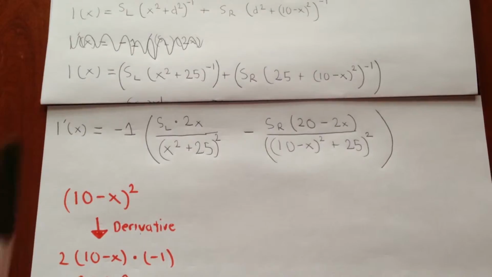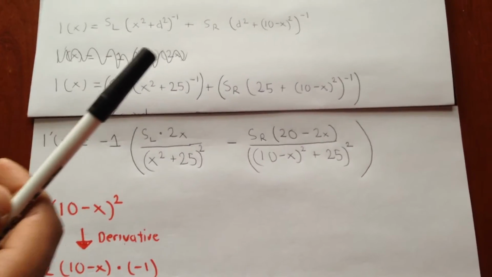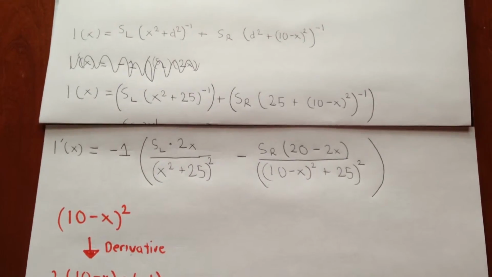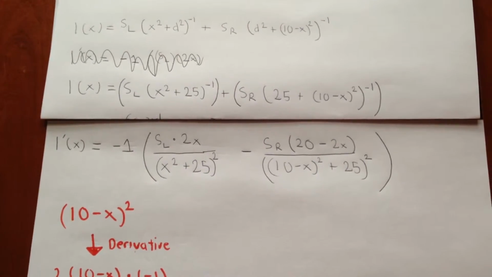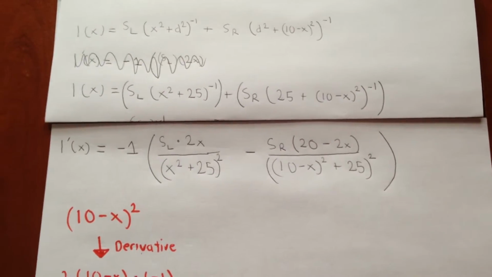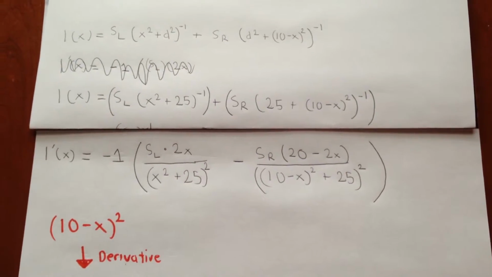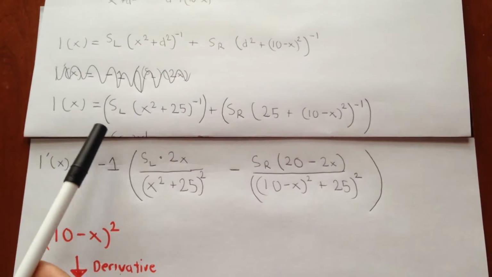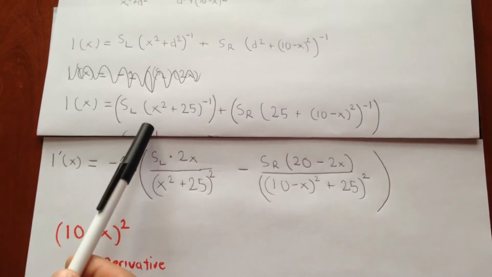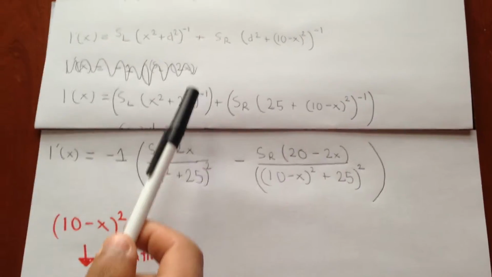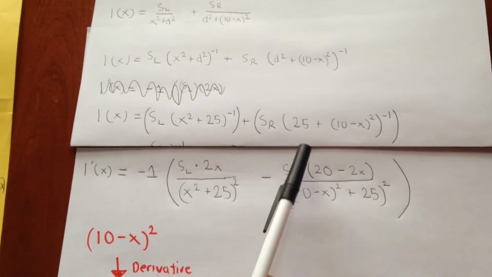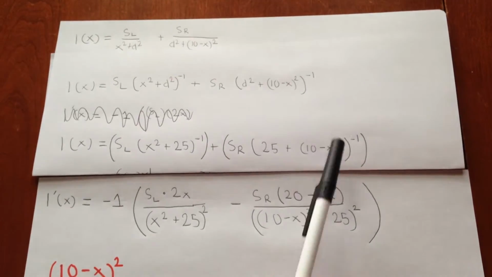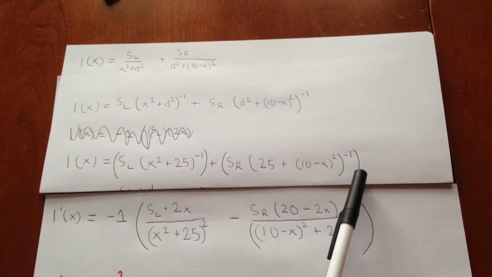So the problem asks us if d equals 5 meters, use the graphs of L of x and L prime of x to show that the intensity is minimized when x equals 5 meters. That is, when P is the midpoint of L. So, for D here, we can simply plug in 5. So we get the strength of the left light bulb times x squared plus 25 to the negative first, plus the strength of the right light bulb times 25 plus the quantity 10 minus x squared, all of that raised to the negative first.